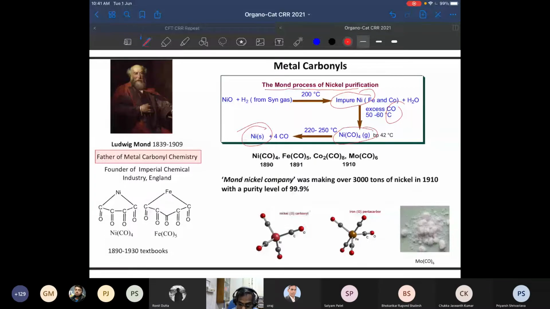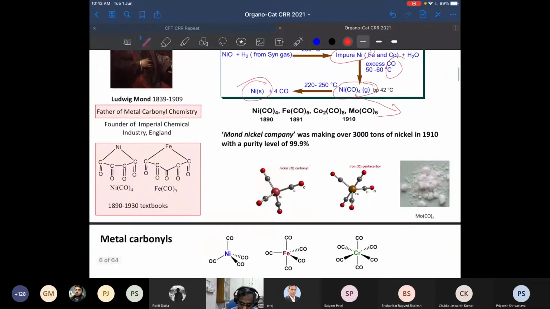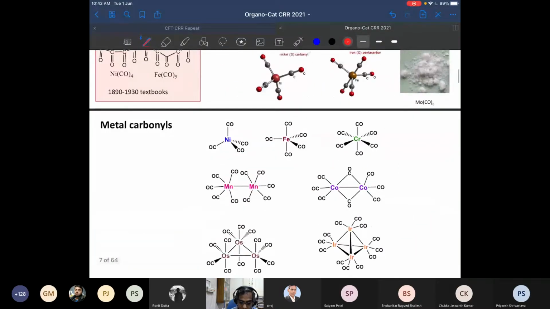At that time, nobody knew the nickel tetracarbonyl structure. You can see on the left-hand side some of the textbooks. If you can get textbooks from 1890 or 1930, they show a funny picture for carbonyl complexes, because nobody was able to establish the structure due to lack of facilities. We'll come back again to the carbonyl synthesis.